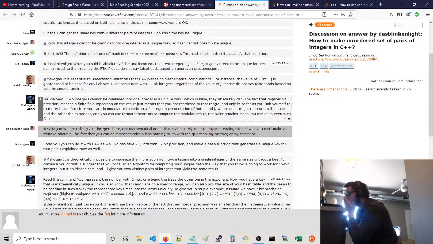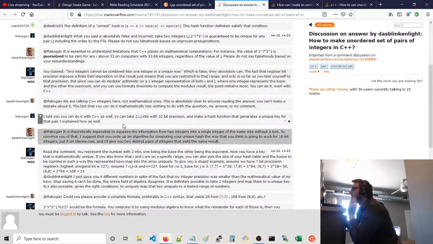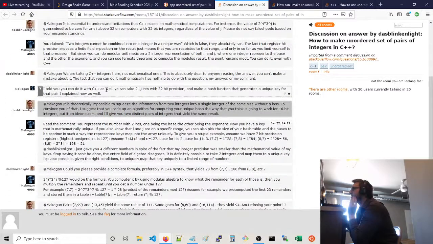Something about Fermat's theorem to compute the modular result. Points moot. C++ integers, not math ones. Clear anyone reading the answer, you can't make a mistake. Do mathematically has nothing to do with the question. Do C++, you take a 32-bit hash function, generate a unique key for that pair. Explain how as well.